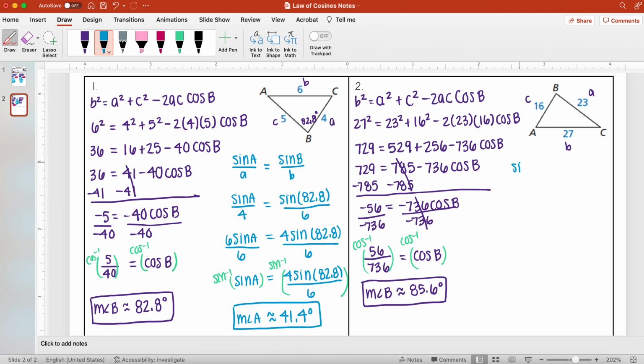So that means sine of C over C is equal to sine of B over B. Again, I'm choosing B because now I know the angle and the side. So I have sine of C over C, which is 16, is equal to sine of B, which we just found to be 85.6, over B, which is 27.